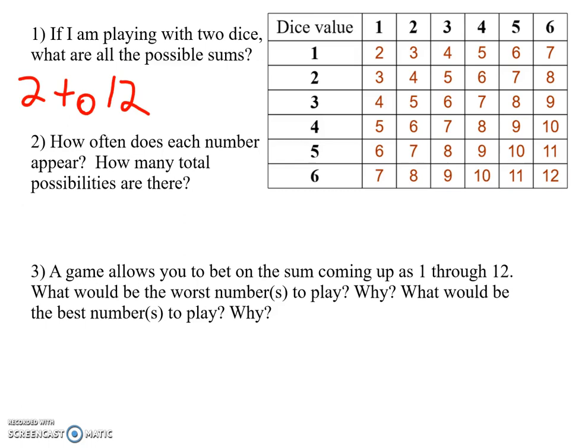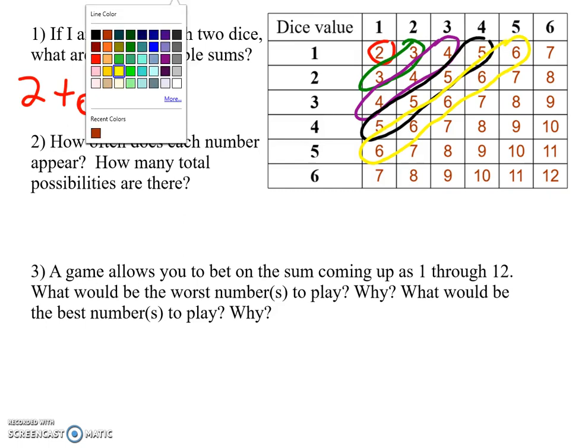So then the question is, well, how often does each of these show up? If I look, and I can actually go through it, here's 2, and 3 only shows up twice, 4 shows up 3 times, 5 shows up 4 times, 6 shows up, here you can see, 5 times, and then let's pick a new color here.